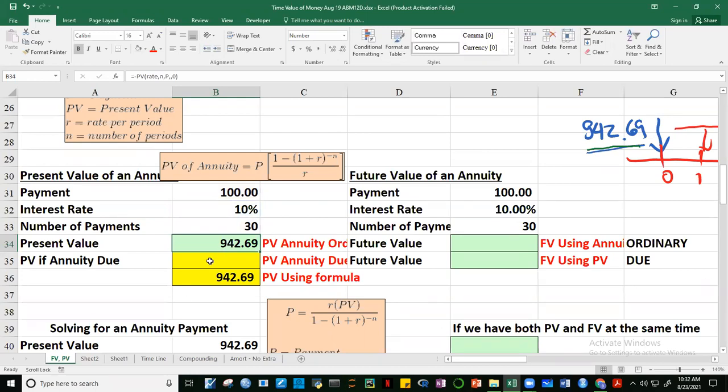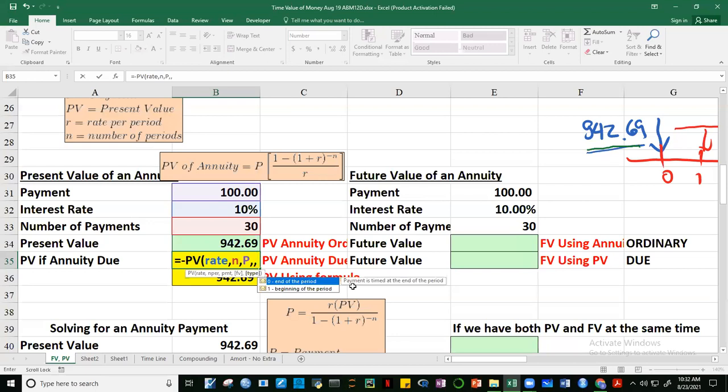Okay, and then yung present value niya is equal to yung annuity due, rate at 10%, comma, N per at 30, PMT 100, comma, walang future value, type is beginning of the period. There. So this is now an annuity due. And we know that the answer is 1,036.